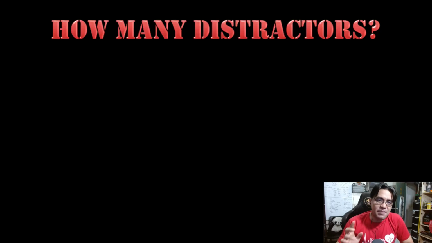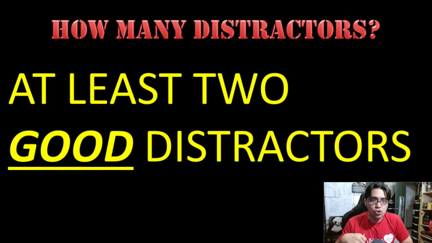Now, I know that some people may have this question in their minds already. After learning the difference between good distractors and bad distractors, how many distractors do we really need? The rule is, you need at least 2 good distractors. I'd like to emphasize the word good. You need at least 2 good distractors.